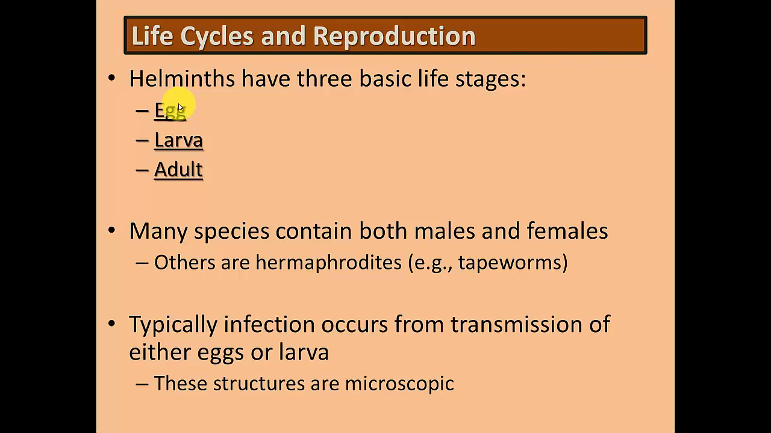Many of these are considered hermaphrodites, meaning they have both male and female reproductive organs, and they can mate with themselves, essentially. They don't necessarily need a mating partner to reproduce, so if you get a single worm inside you, they can go on to produce more and theoretically reinfect the same host over and over again.